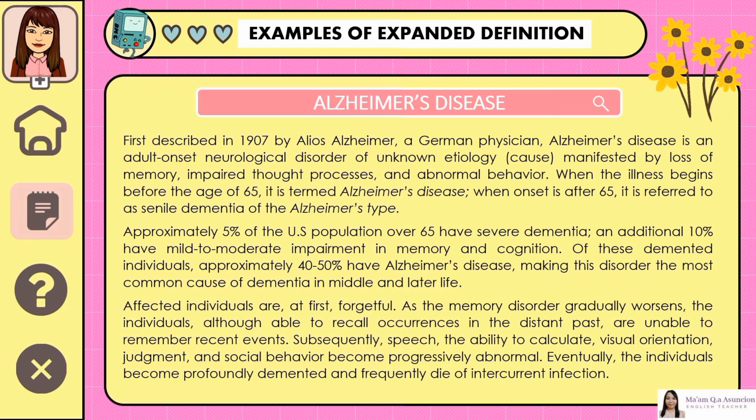Approximately 5% of the US population over 65 have severe dementia. An additional 10% have mild to moderate impairment in memory and cognition. Of these demented individuals, approximately 40 to 50% have Alzheimer's disease, making this disorder the most common cause of dementia in middle and later life.